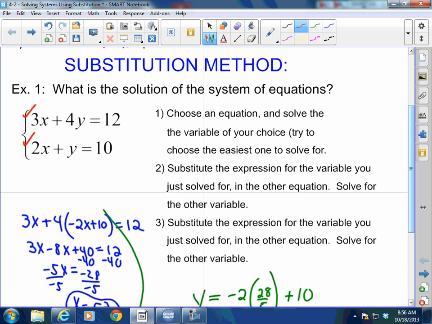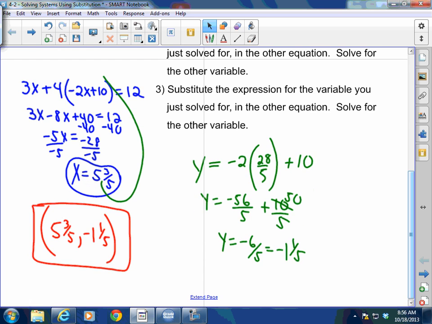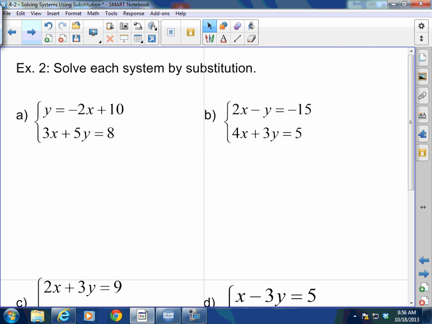But that's a lot more work in my opinion. Because you got to solve this one for y and then set them equal. You're going to have more fraction work. But the answer is yes, you can. Yes, you can. Okay? The best way to do this and learn this is to practice. So let's move on. All right, let's solve these bad boys.